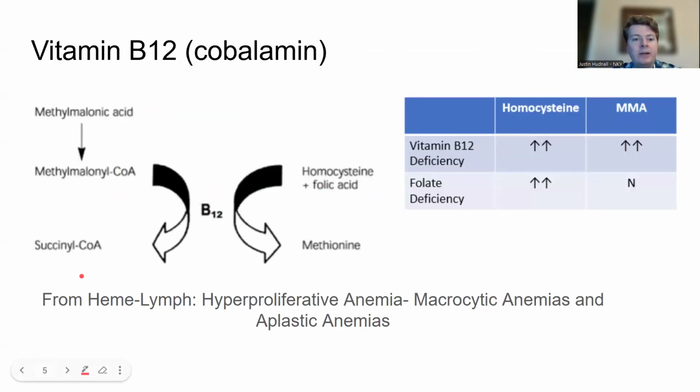So a quick review here: vitamin B12, also called cobalamin. It's used in lots of pathways for lots of things in the body, but specifically for this question, it converts homocysteine to methionine. And this is straight from a slide from the heme lymph section, the hyperproliferative anemias. Also, B12 is used for succinyl CoA, but that information wasn't really needed for this type of question to be answered.